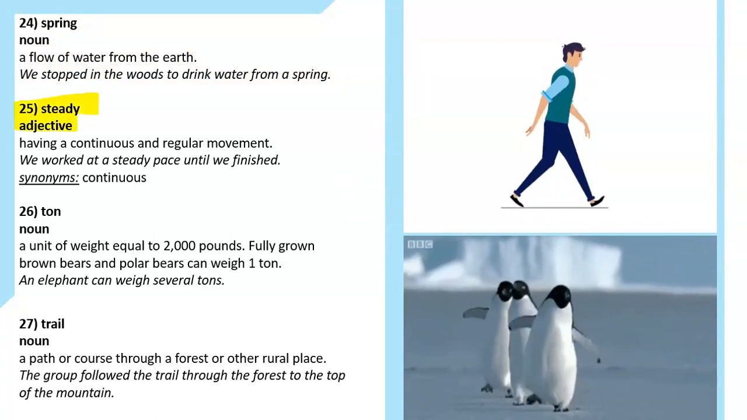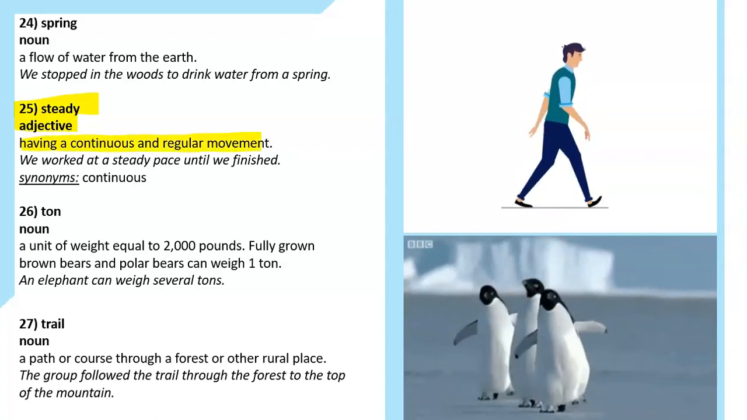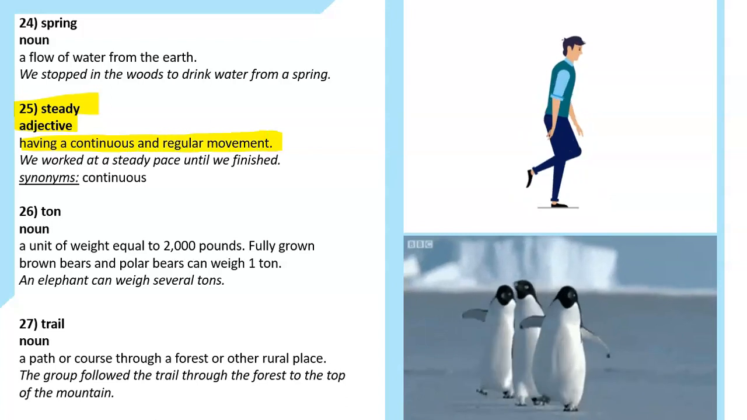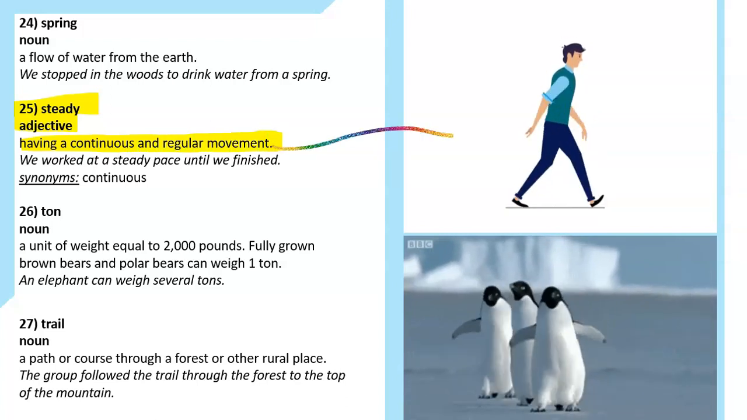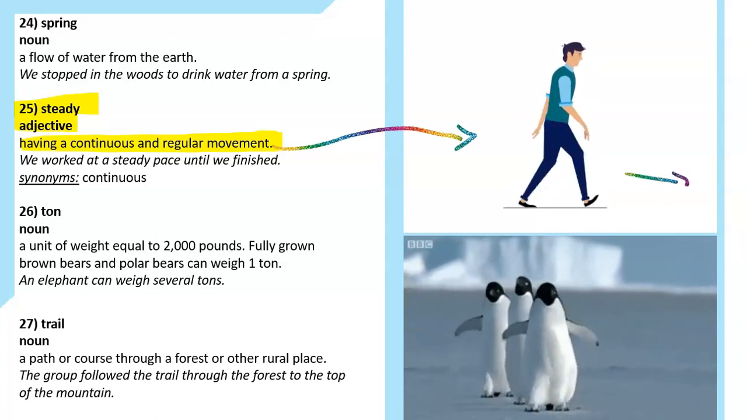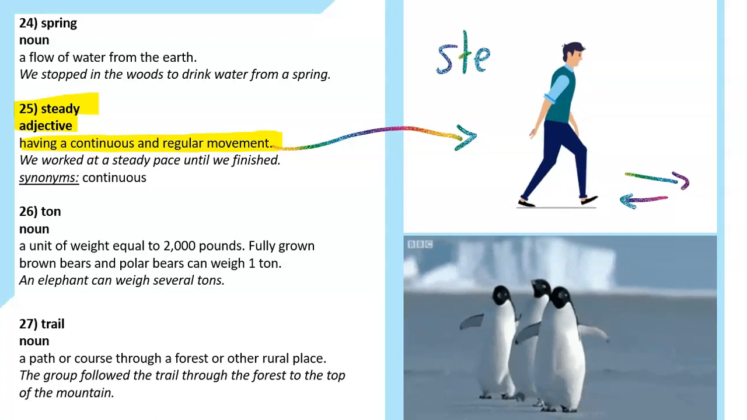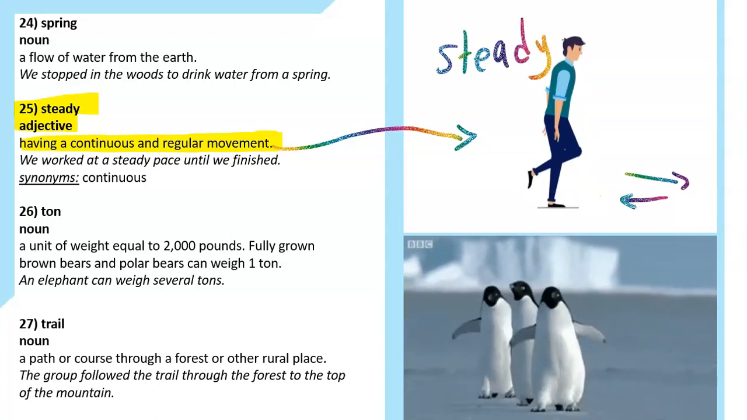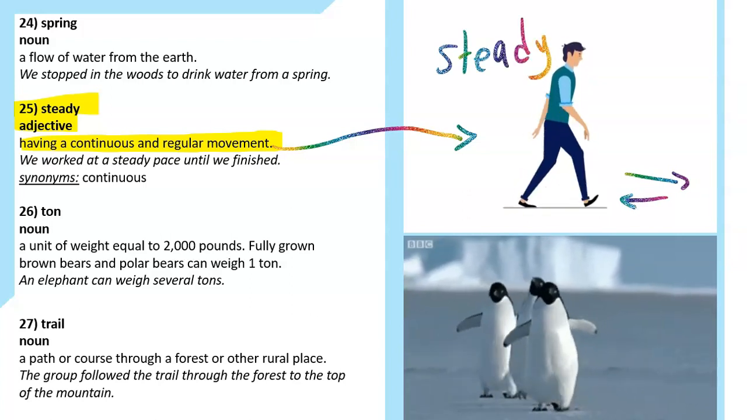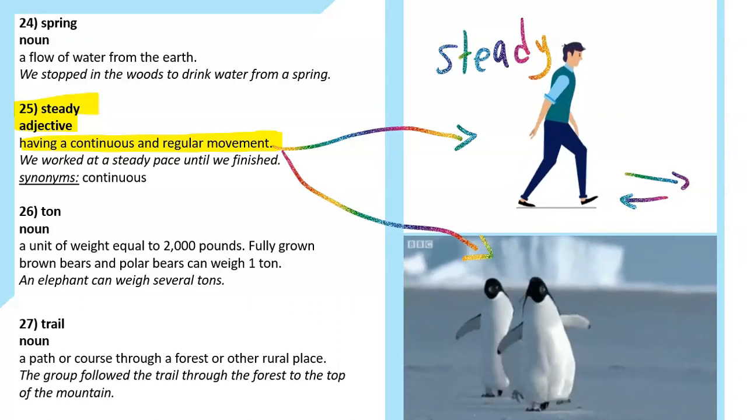Steady is an adjective and it means having a continuous and regular movement. Something that is steady keeps moving at the same speed. He's not going faster, he's not going slower, he is steady. He is walking at the same speed. Here, the penguins also have a steady pace.